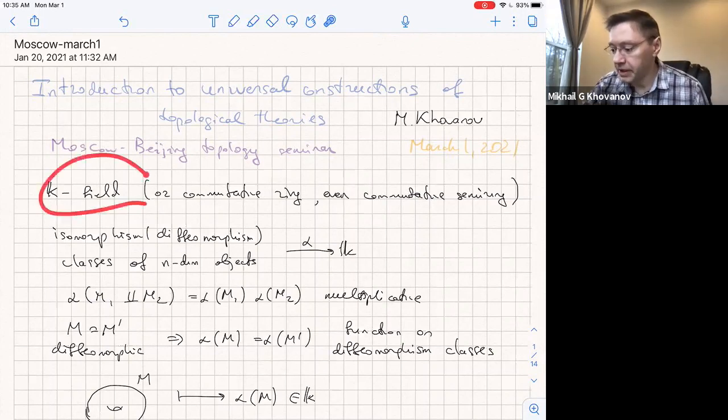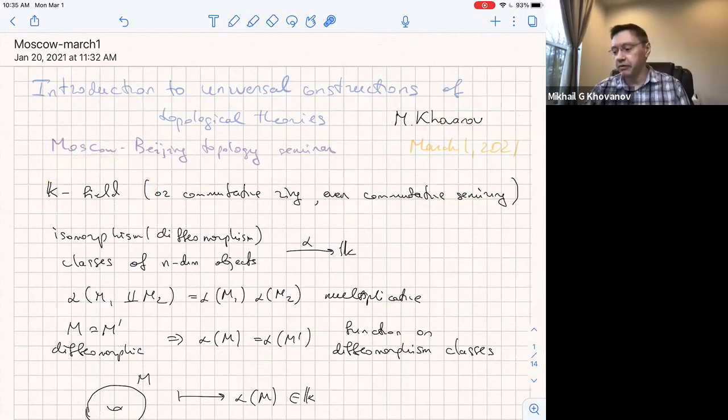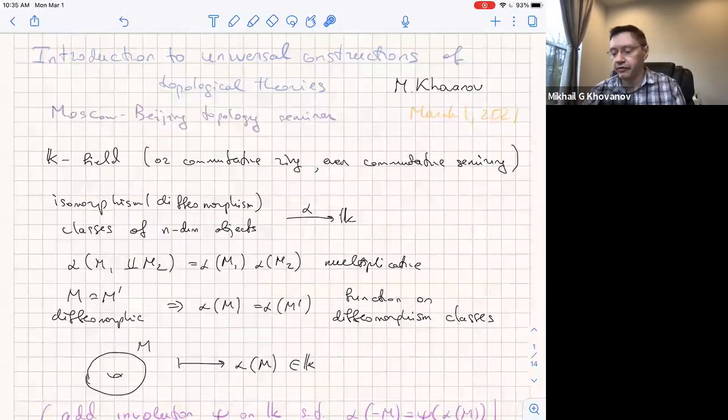Yeah, thank you. So, we start with something very general. We start with any map from diffeomorphism classes of our objects, for instance, closed manifolds of dimension n, to elements of the ground field. So we have this map alpha from manifolds of dimension n to the ground field. And the only condition we impose on alpha is that it's multiplicative, in the sense that alpha of the disjoint union of two manifolds is the product of the invariants of the individual manifolds. And we require that it's a function of diffeomorphism classes or suitable isomorphism classes. So if the manifolds are diffeomorphic, we want the invariants to be equal. So that's all we require.